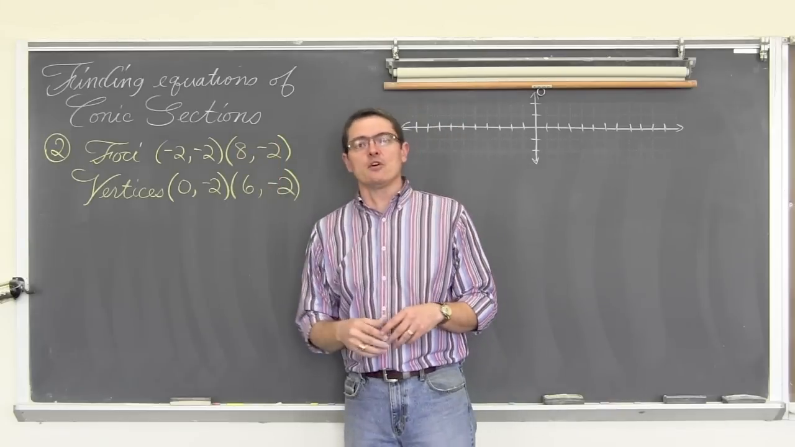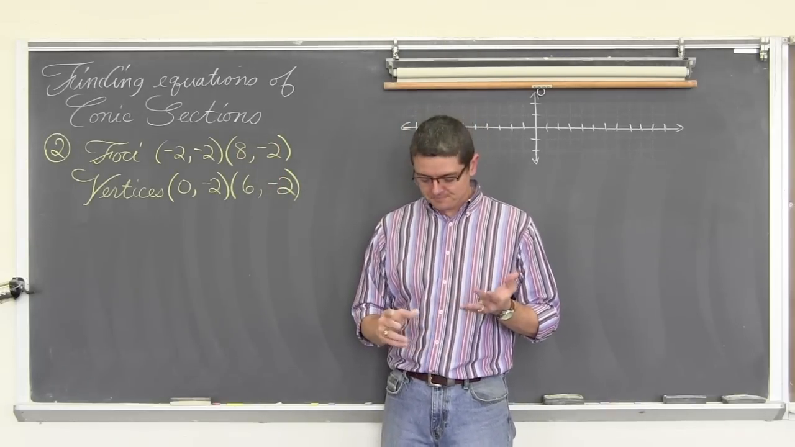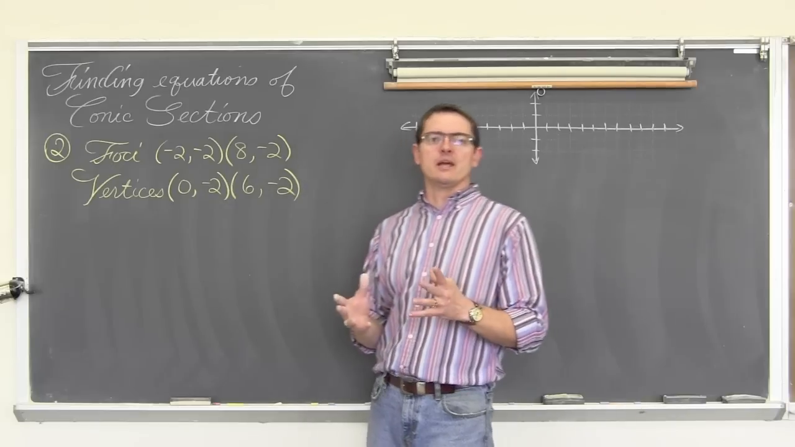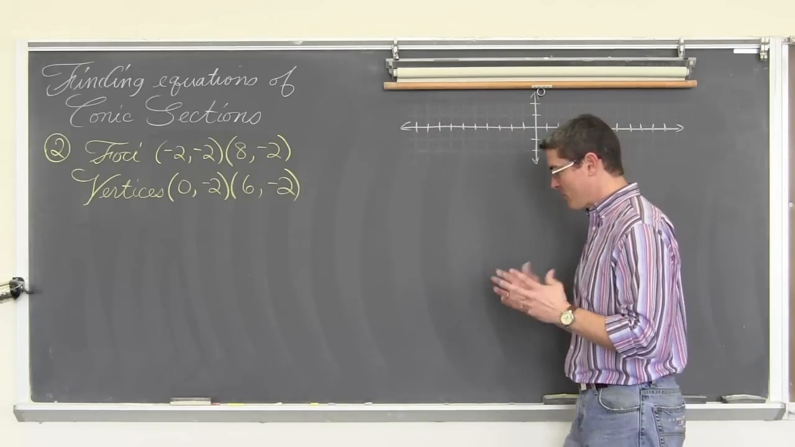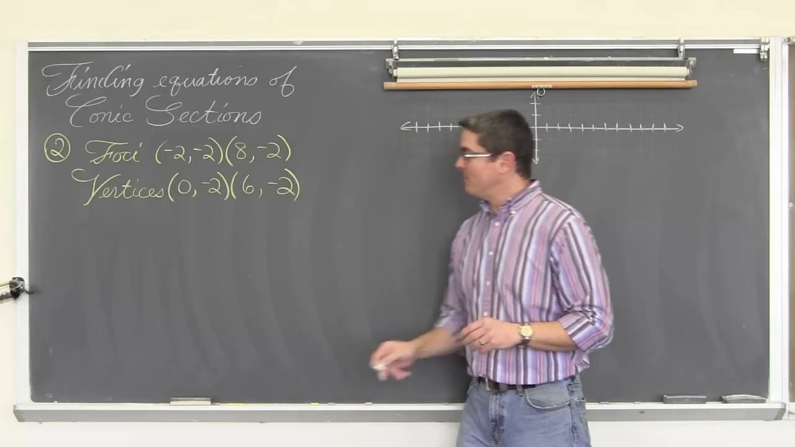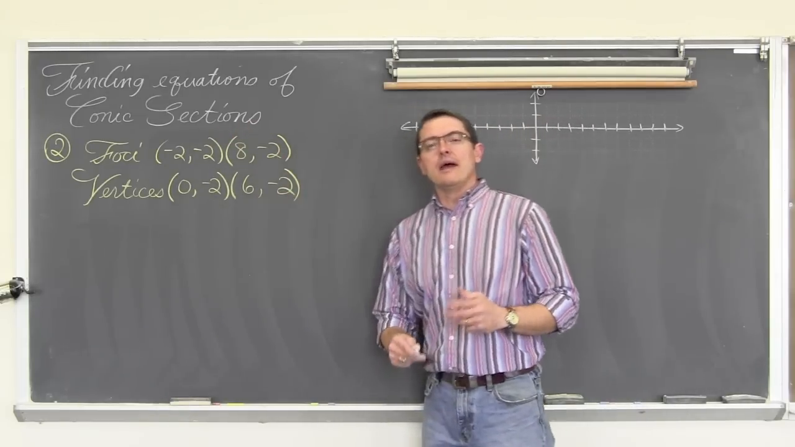If you have 2 foci and 2 vertices, again, you're looking at either an ellipse or a hyperbola. And a circle is a special type of ellipse, but the focus points are the same point as the center, because of the perfect symmetry of the circle. So, I don't know if this is an ellipse or a hyperbola.